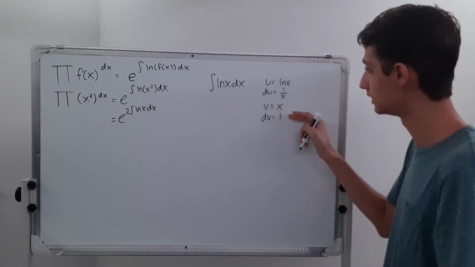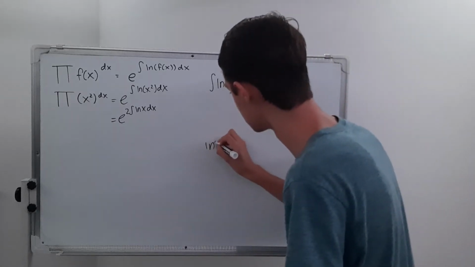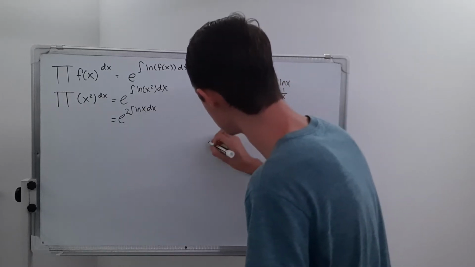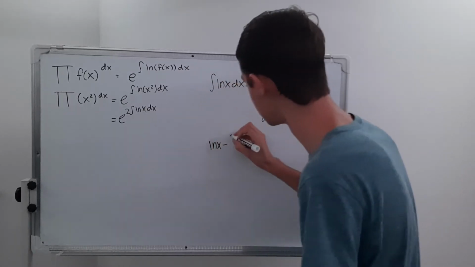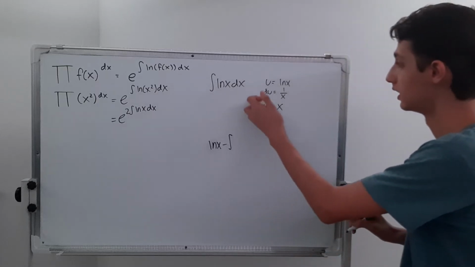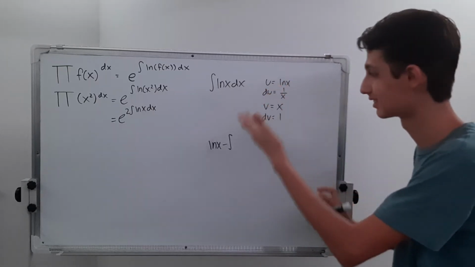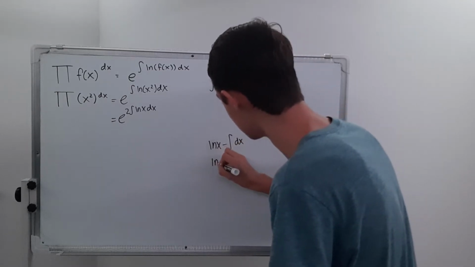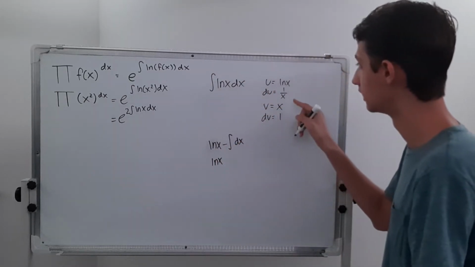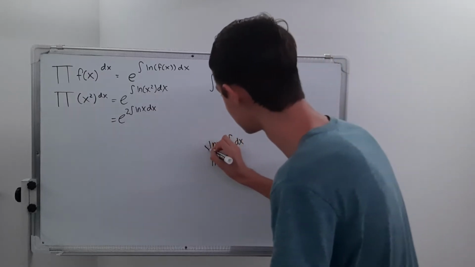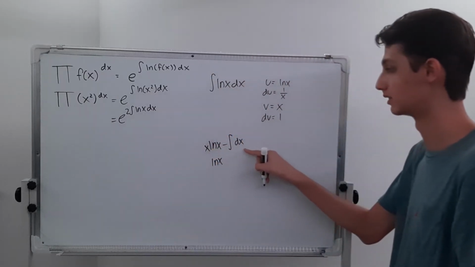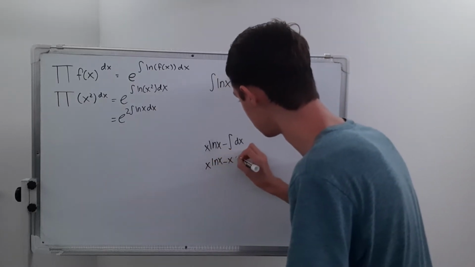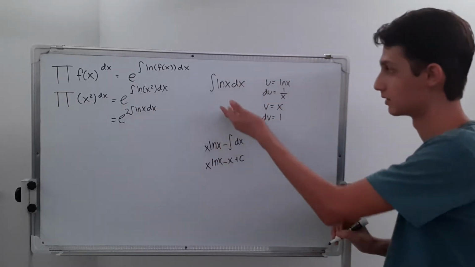So u times v is going to be ln x times x, minus the integral of v du. x times 1 over x is just 1, so it's just dx. So this is x ln x minus the integral of dx, so x ln x minus x plus c. And that is our integral of ln x.